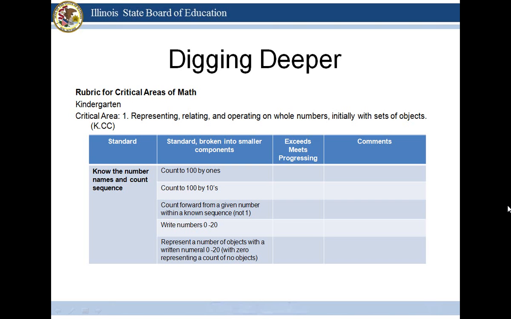The pieces of the skills that are in that standard include count to 100 by ones, count to 100 by tens, count forward from a given number that's not 1, and on your charts you can keep track of when you've presented each of those sub-standards. On your record sheet, you can keep track of as you present each of those components, and also how the students are meeting or exceeding on each of those substandards.